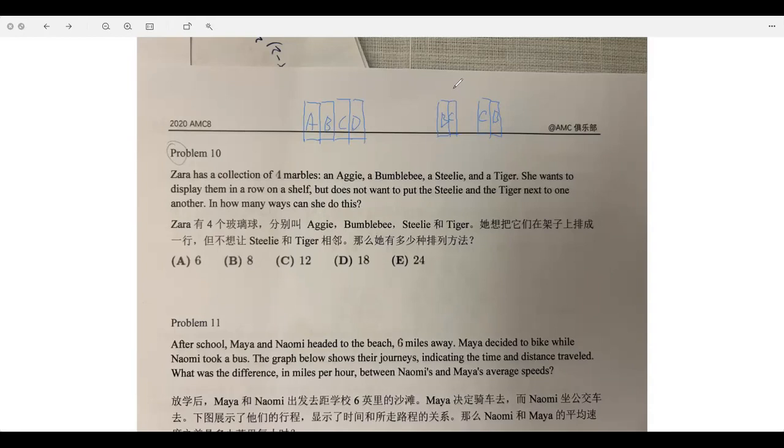Okay. So if I want to put B and C together, how many ways? I just use glue to glue B and C together. So now I have 3 items, A, BC, and D, right? So how many ways to put them?